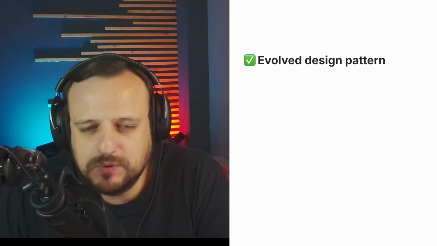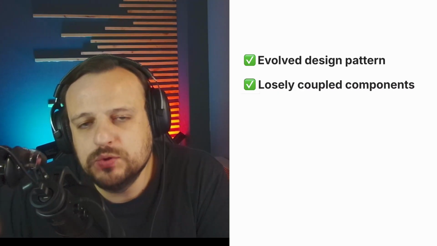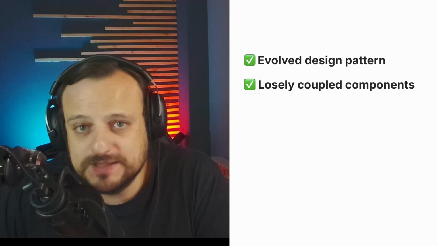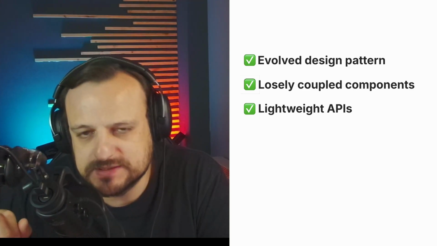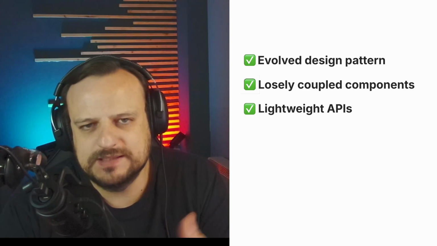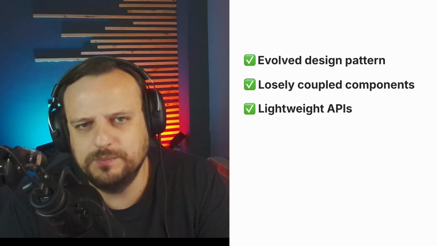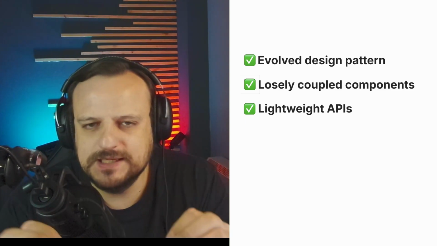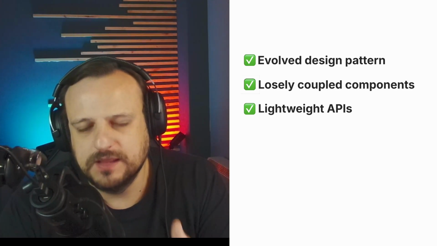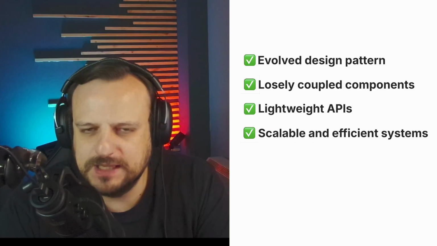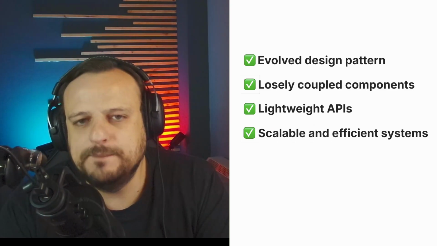So first off, what is a microservice architecture? It is essentially an evolved design pattern that involves building your application as a collection of loosely coupled components. These components or services interact over lightweight and well-defined APIs, which act as contracts between different services. Think of it as breaking down a large, very complex monolith into each individual piece that makes sense to be alone and isolated from the rest. This approach allows you to create very scalable and efficient systems that are much easier to maintain and to grow as well.